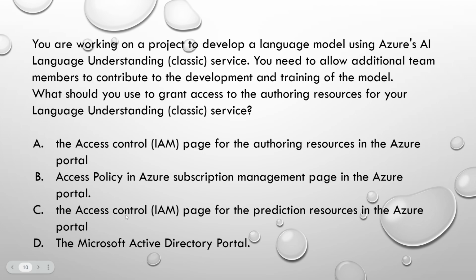Now option C, the access control page for the prediction resource in the Azure portal. So that is not what we need. We need to give access to our authoring resource, not the prediction resource. So a language understanding service will have an authoring resource and a prediction resource. Authoring resource is used for developing and training the model, and the prediction resource is used to access the model at runtime. So we need to give access to the authoring resource, not to the prediction resource. So this option is incorrect.